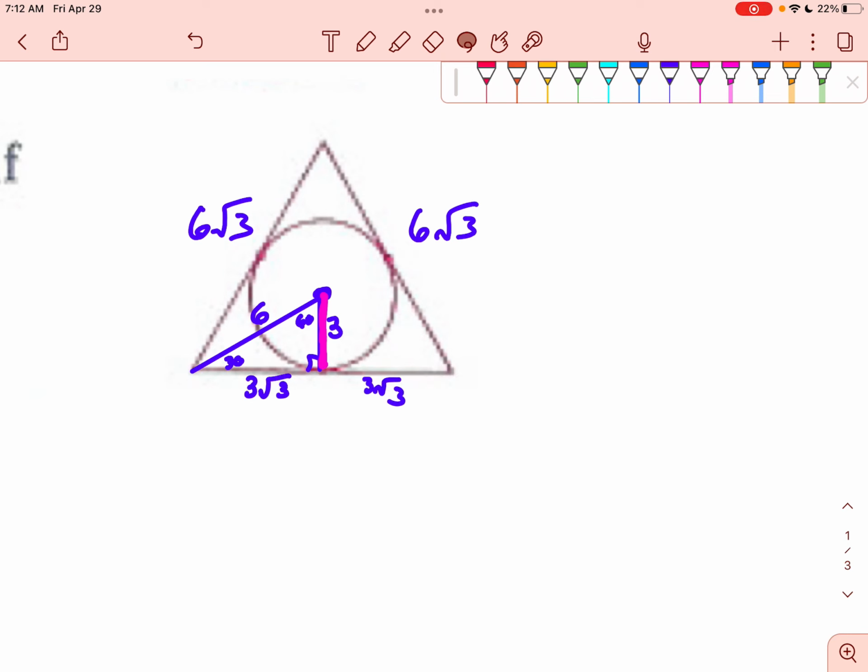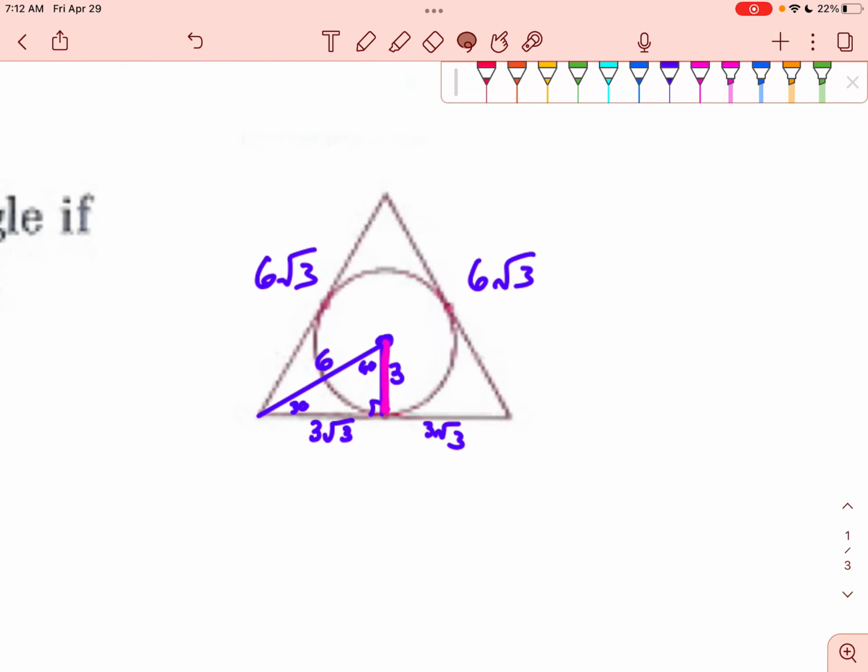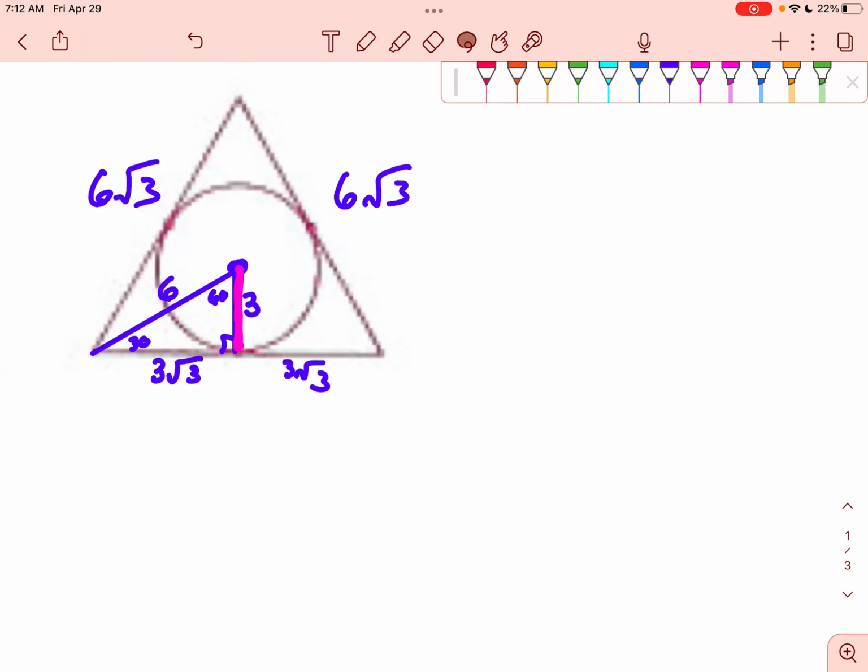Okay, and they want us to find the area of the triangle. The first thing I did, again, was put my 30, 60, 90. This is an equilateral triangle, so I split the 60-degree angle in half to 30. If the side across from 30 is 3, the side across from 90 has to be 6, and the bottom side would be 3 root 3.